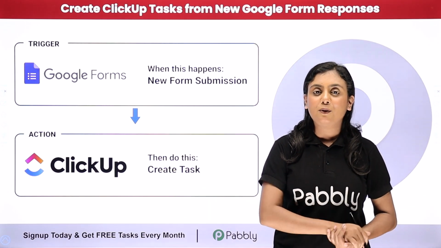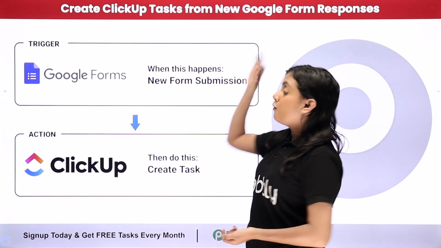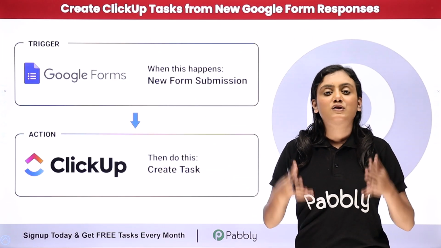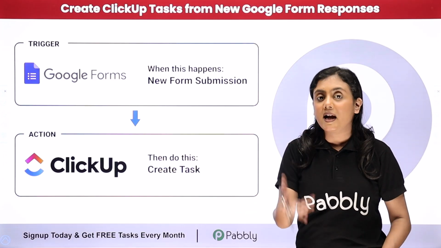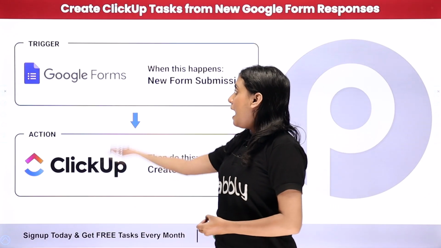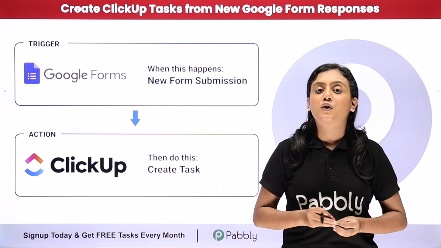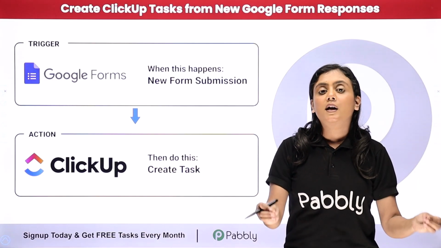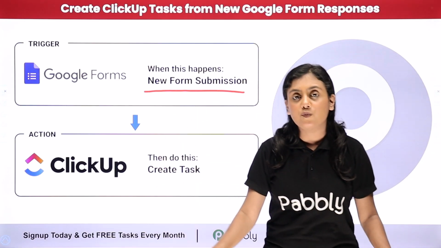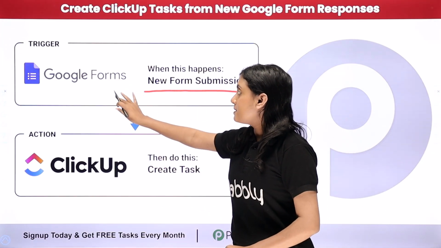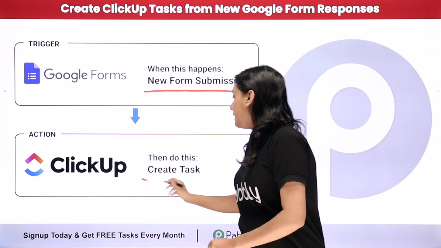In this video, we are going to learn how to create ClickUp tasks from new Google Forms responses. So I'm an owner of a business and I manage the ticket management in my business using ClickUp, and using Google Forms I have created a form with the help of which I collect the issues from my team members. Over here what I want is, as soon as a new form submission is done by any of my team members using Google Forms, I want to create that issue as a task in my ClickUp account.